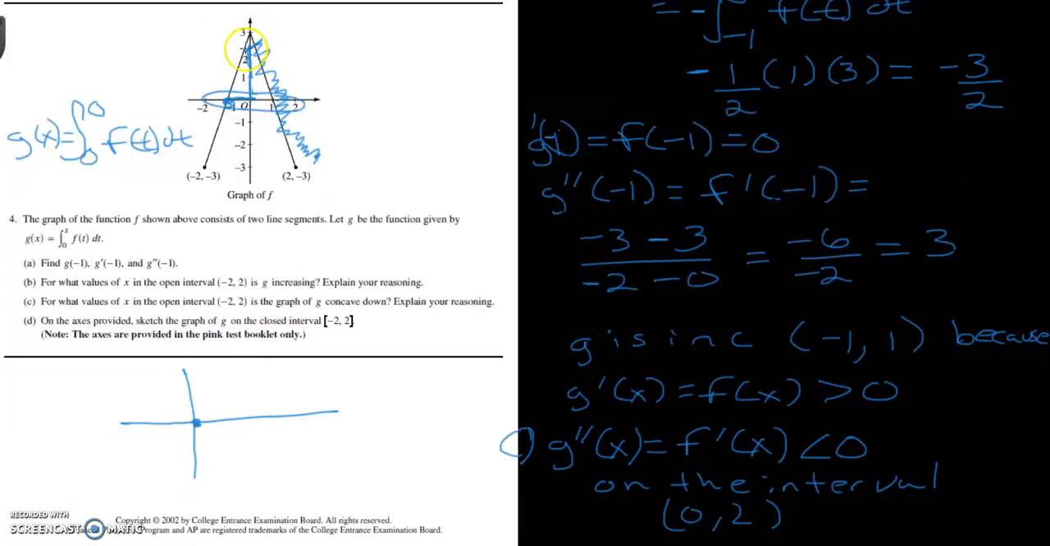Now, if you find this little area here, let me switch colors so that we can distinguish. Let me switch to red. If you find this area over here, that area is going to be 1 times 3, 3 halves. So if you go to 1.5, this is not going to be the best drawing, 1.5, that's at 1.